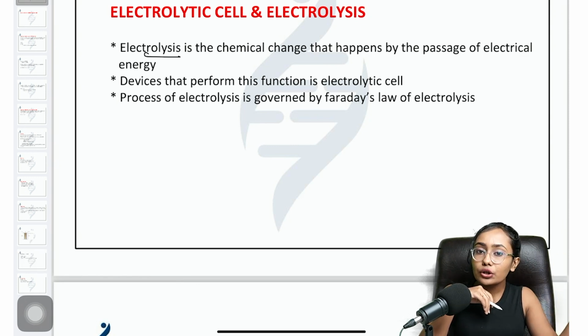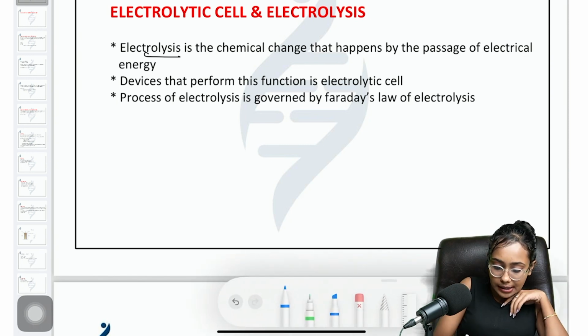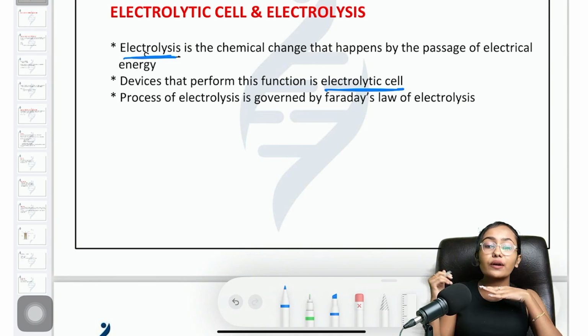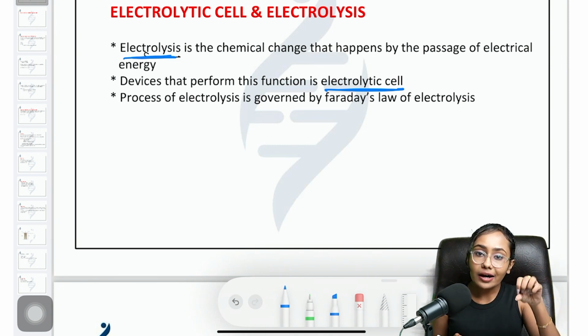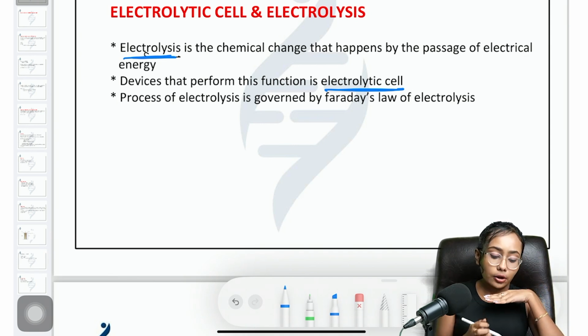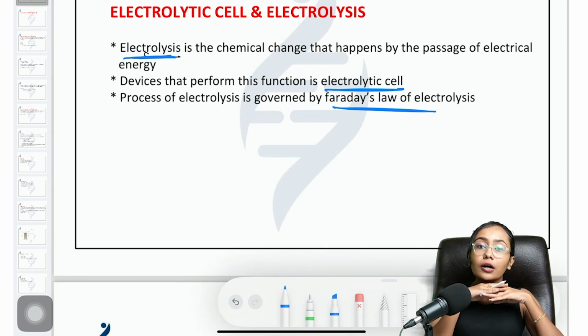So it's a conversion of electrical energy to chemical energy, and such a conversion is known as electrolysis, and the device performing electrolysis is known as an electrolytic cell. So electrolytic cells mainly work on the principle of Faraday's law.